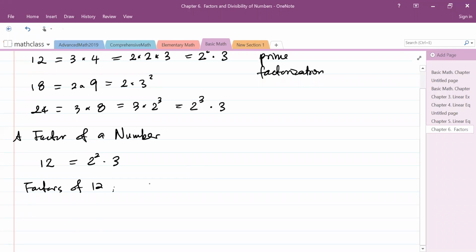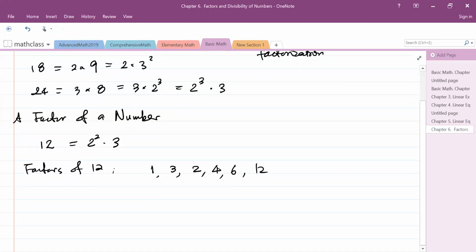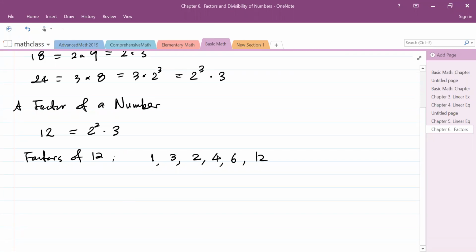So 1 is a factor because 12 can be divided by 1. And then 3, yes, 3 is a factor, because 12 divided by 3 equals 4. But 2 is also a factor, right? Then 4 is also a factor. Then 6, and 12. So here, because the number is small, I can list all the factors.